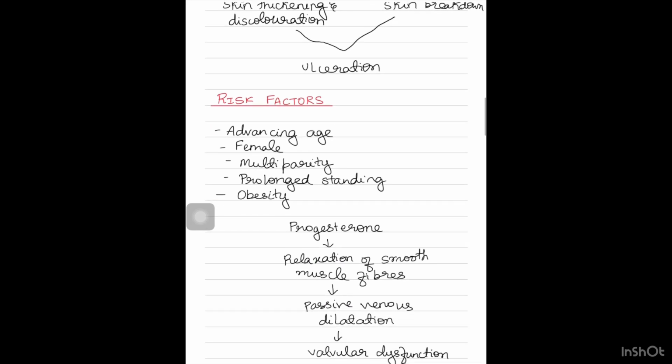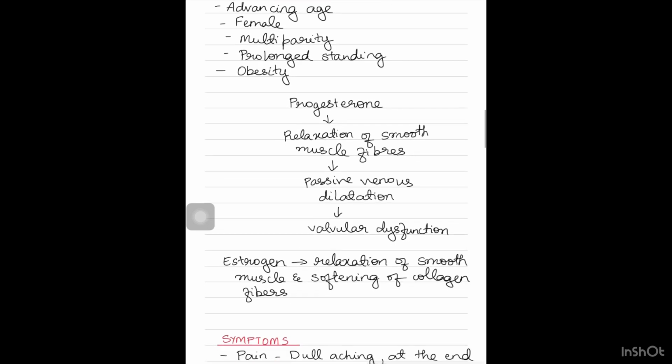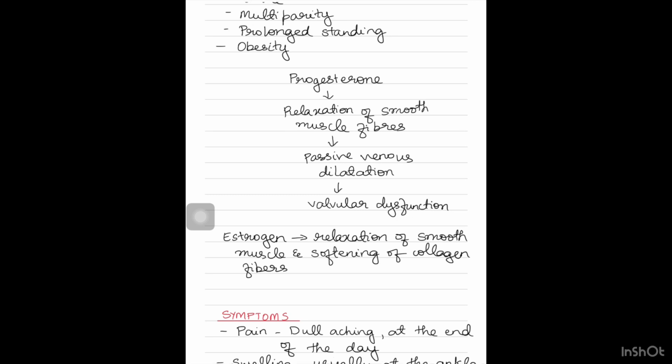Now we'll discuss the risk factors involved in developing varicose veins, that are advancing age, female sex, multiparity, prolonged standing and obesity. In females of reproductive age, the progesterone and the estrogen, mainly the progesterone, cause relaxation of the smooth muscle fibers, resulting in passive venous dilatation. And pooling up of the blood, as you all know, causes valvular dysfunction and development of varicose veins.